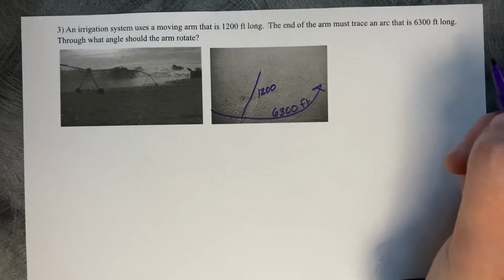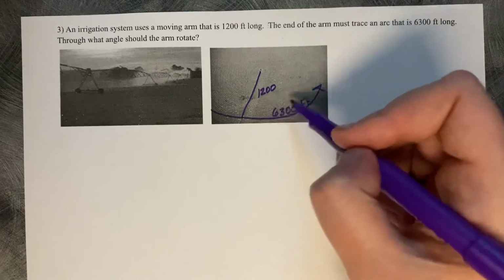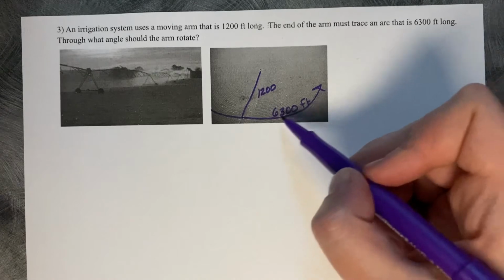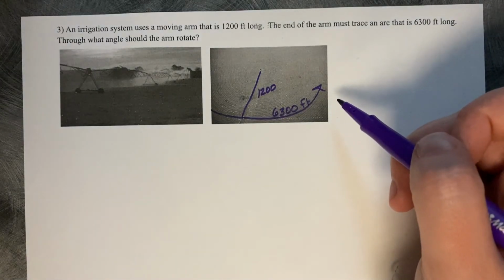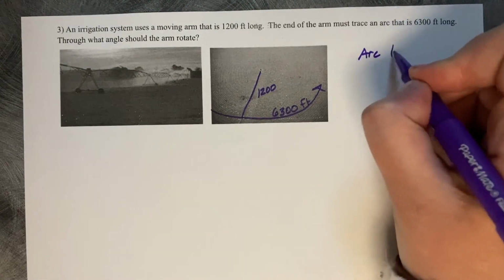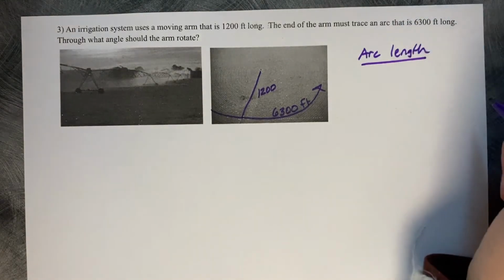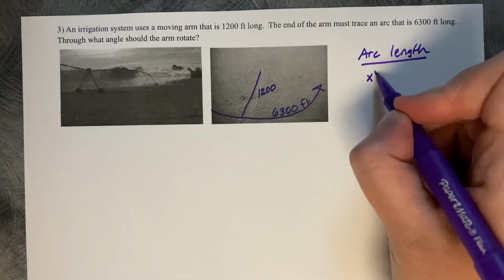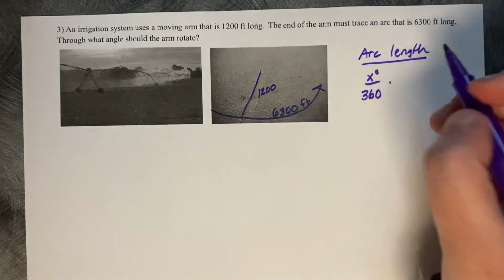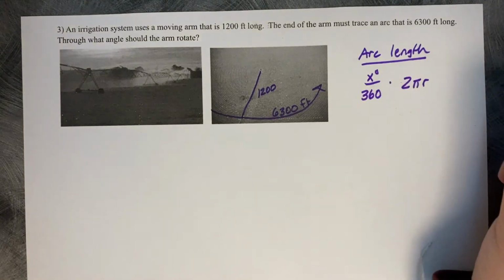So similar to a sector, which is the area of a chunk of a circle, but this is only the length of it. So it's only a chunk of the circumference. So if you want an arc length, you're going to do some degree measure out of 360 degrees. And instead of multiplying by the area to find the area of the sector, you're going to multiply by the circumference because it's a chunk of the circumference. So times 2 pi r.